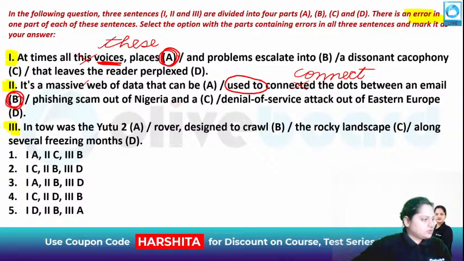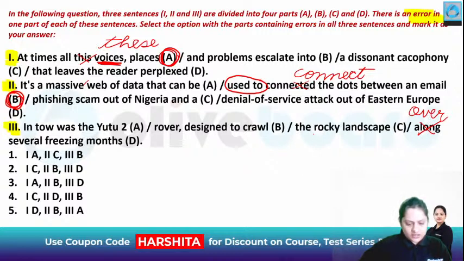What about the third one? In tow was the U-22 rover designed to crawl the rocky landscape along several freezing months. Now, along is described. Along is used to describe a journey in a particular direction. So, I don't think this is right. We say over several months.